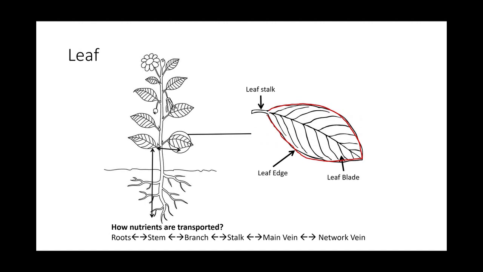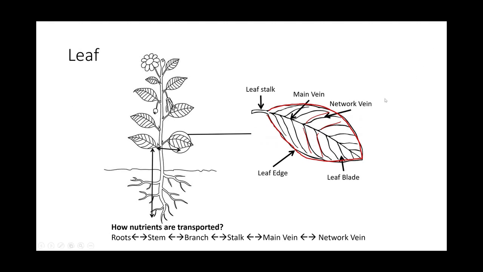Okay, then this is the leaf stalk. It is attached to the branches of the stem. The one in the middle is called the main vein. So if you look at your wrist, there's a greenish line. That's our vein as well, right? So plants, they also have their own vein. So that's the main vein for the leaf. And then on the side, when they branch out, all these branching out are called network veins.